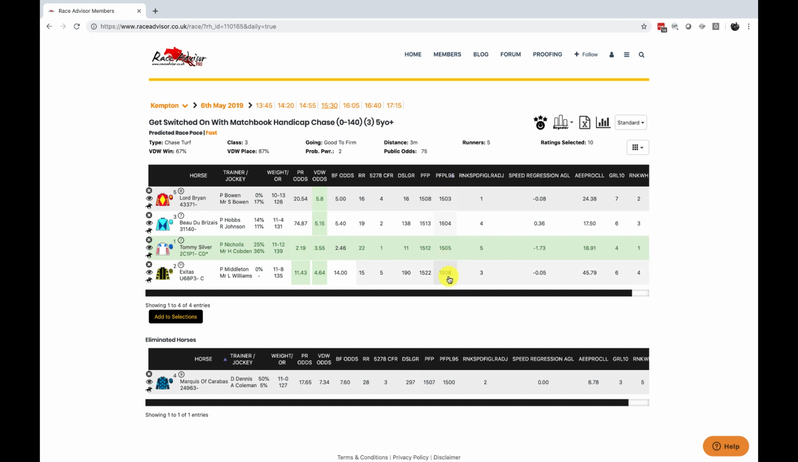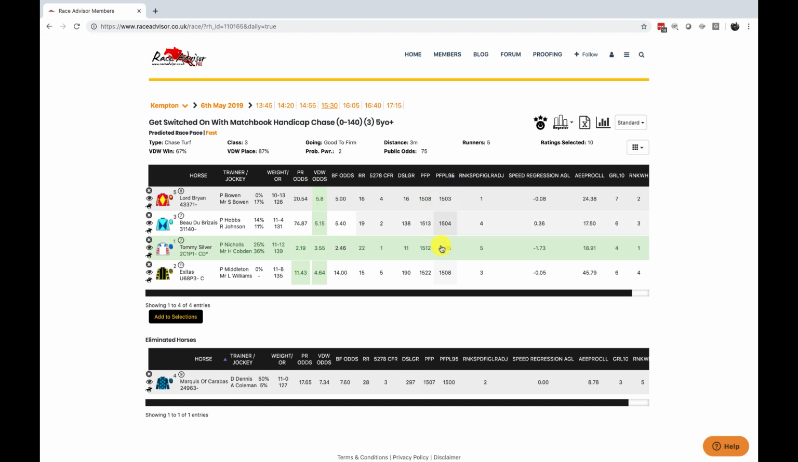from lowest to highest. The higher the score, the better. What I'm interested in is the highest score here, 1508. Any horse that doesn't have a PFP of at least 1508, I'm going to remove. And we can see that in this race, they all do, although Lord Brian is very, very close, and that gives me cause for concern about this horse.